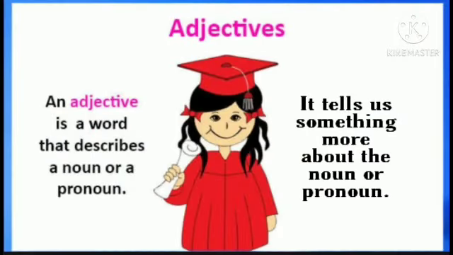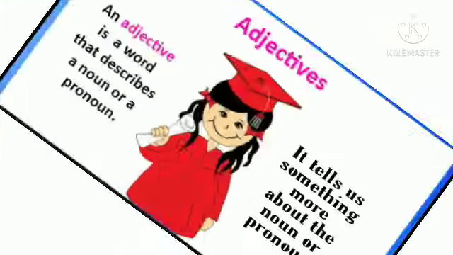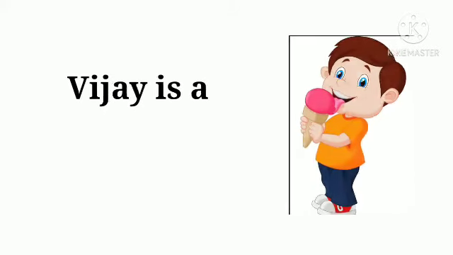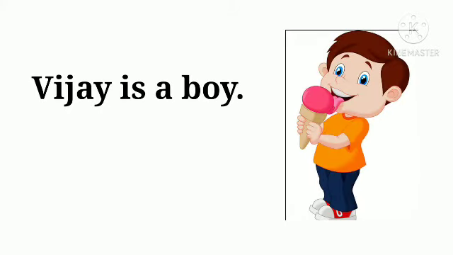An adjective is a word that describes a noun or pronoun. It tells us something more about the noun or the pronoun. For example, Vijay is a boy. Here, Vijay is our subject and we know that he is a boy. But we are not able to get any more details about what kind of boy Vijay is.